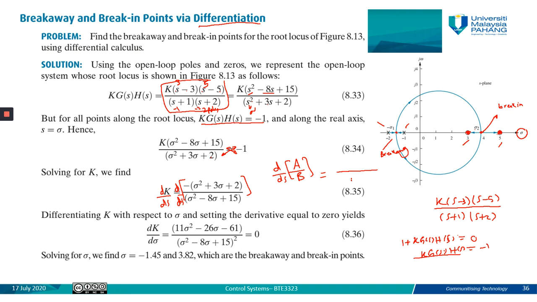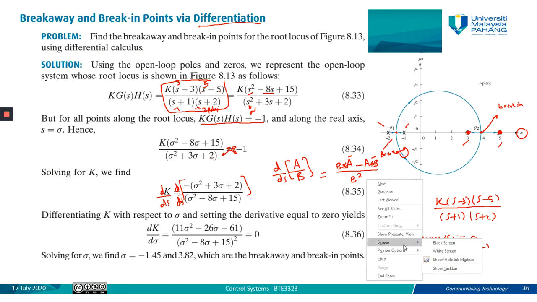For the fraction method, the result is over the square of the denominator, which is b squared, then the denominator times the derivative of the numerator, minus the numerator times the derivative of the denominator. So this is the formula, the formula for the derivative of a fraction function.